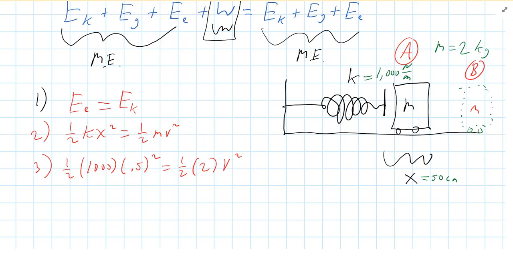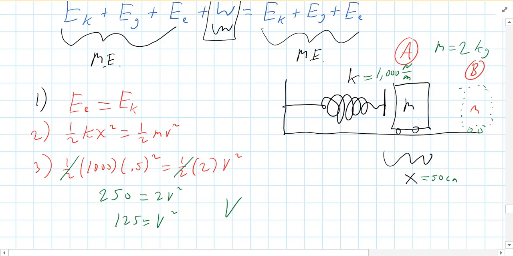So now we're just going to do some math. You'll notice the halves will drop out. There's one on each side. 1,000 times 1/2 is 500 times 1/2 is 250. You got 250 equals 2v squared, or 125 equals v squared, and v equals the square root of 125, which is 11.2 meters per second. So that's your first example.